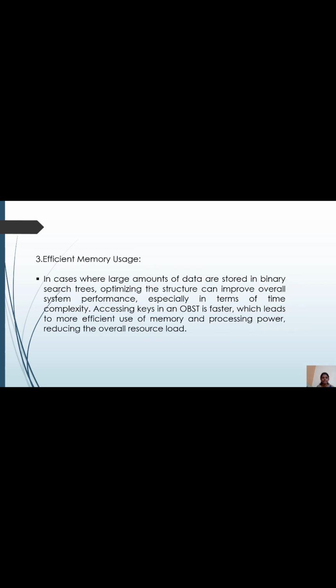And third one is efficient memory usage. In cases where large amounts of data are stored in binary search trees, optimizing this structure can improve overall system performance, especially in terms of the time complexity. Accessing keys in an optimal binary search tree is faster, which leads to more efficient use of memory and processing power, reducing the overall resource load.